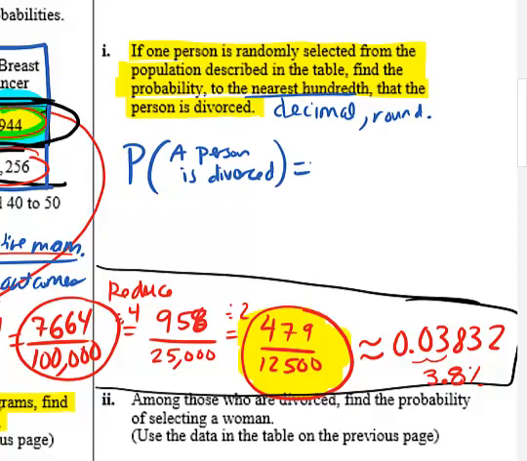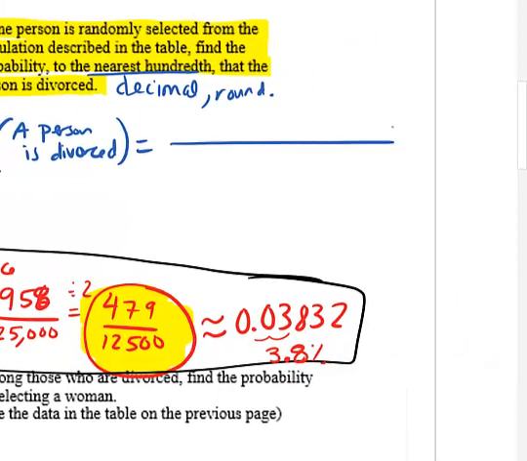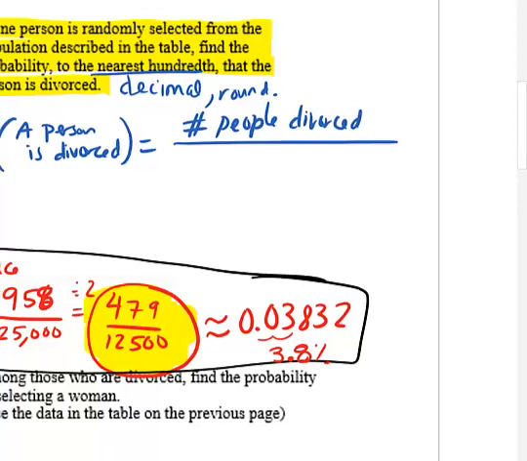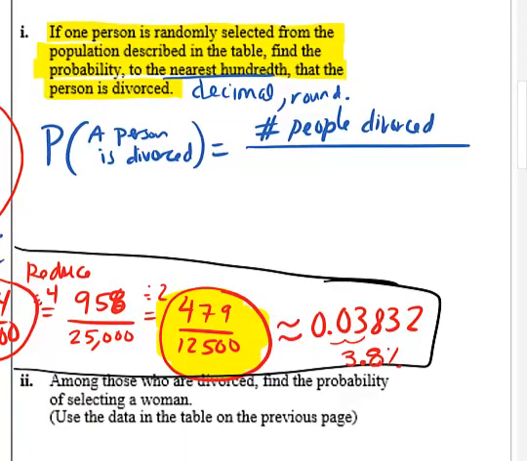So just the basic theoretical probability is a fraction where the numerator is the number of ways to get what you want, the number of people that are divorced. And then the denominator is the total number of outcomes, the total number of people we're talking about. They're not saying out of the men or out of the women, they're just saying out of the population. So the denominator should be the total number of people. All right, let me look at the table now.